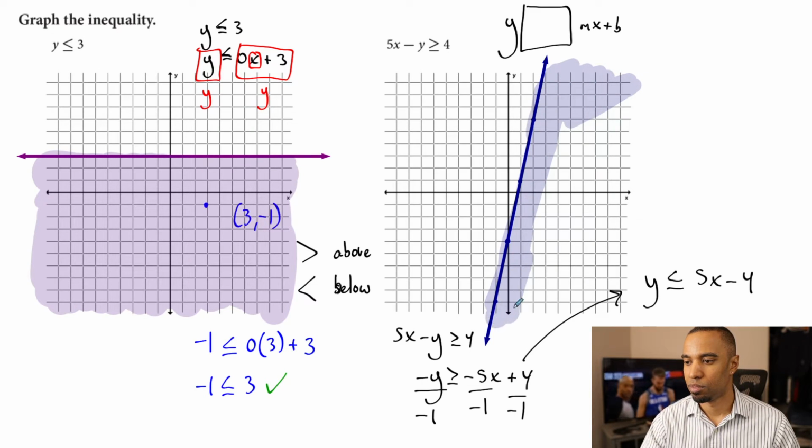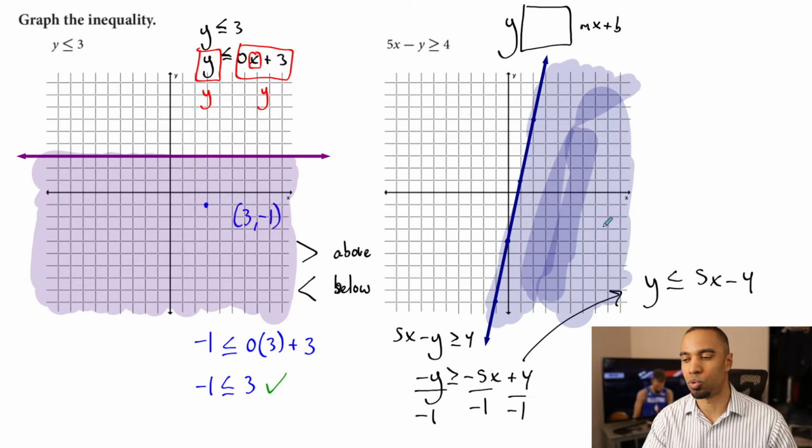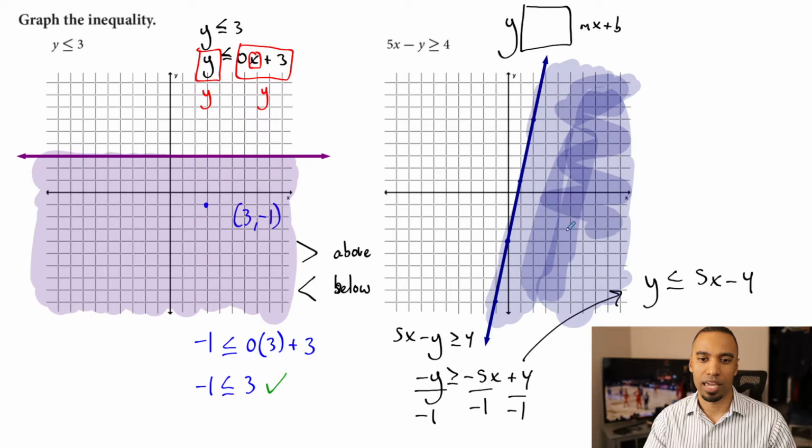Okay? I'm not going to have a perfect shading here. I'm just going to go ahead and whoop. This tool is kind of strange. Shading below the line right there, and there it is. That's my inequality.